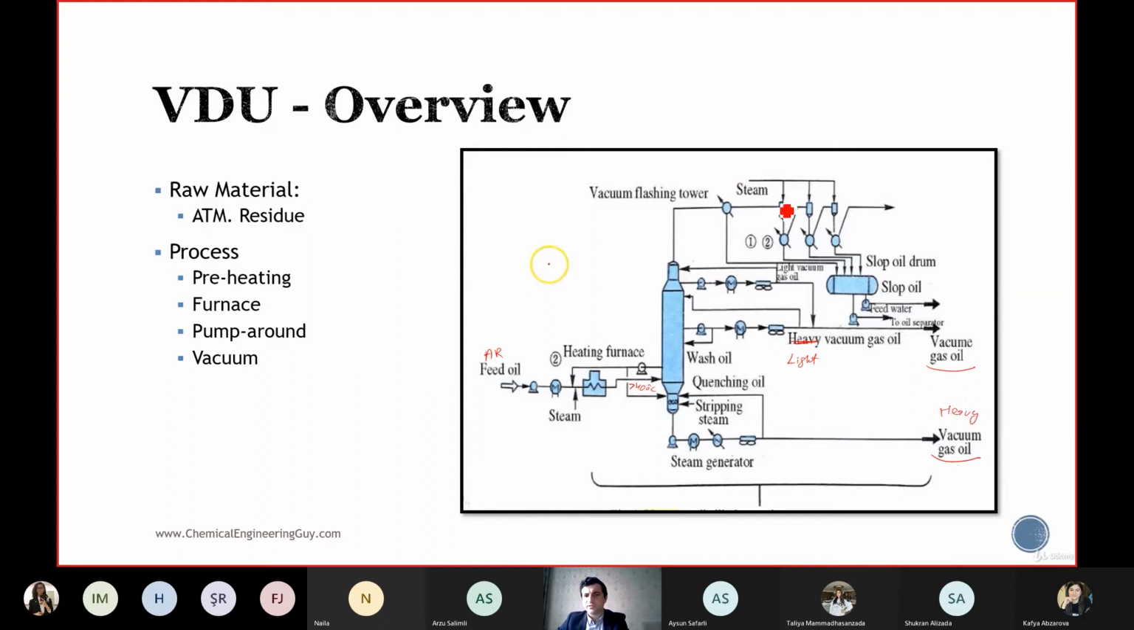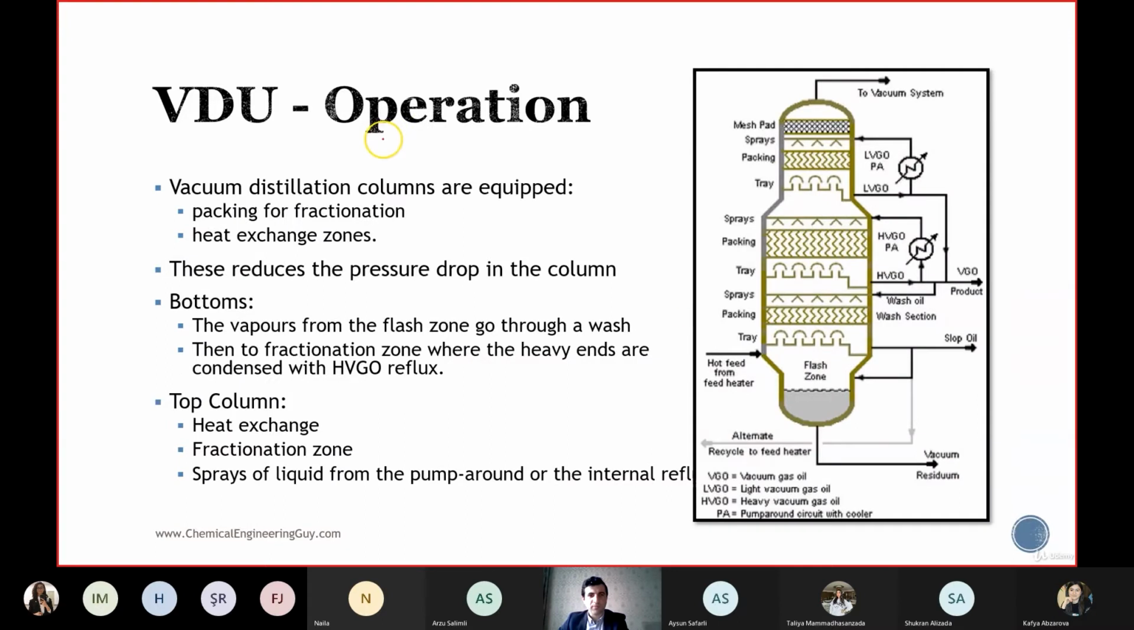And then these are the ejectors, which I want to talk about more later. We use the ejectors to create a vacuum in the distillation column. And this is the pump around, which we talked about in the previous session, that we use the pump arounds to control the temperature at certain points or the trays of the column.